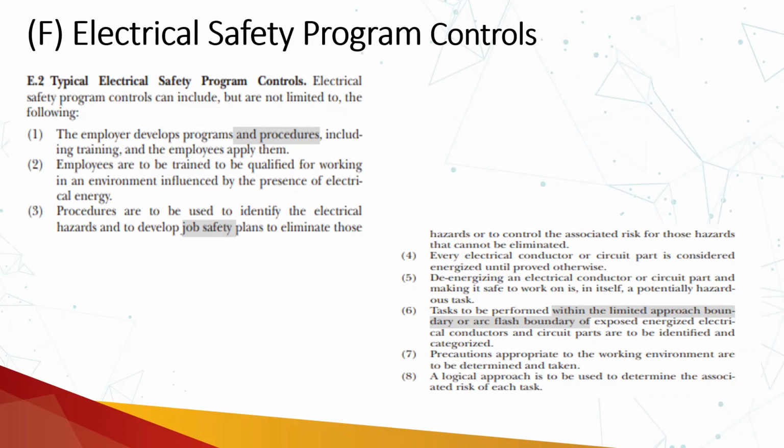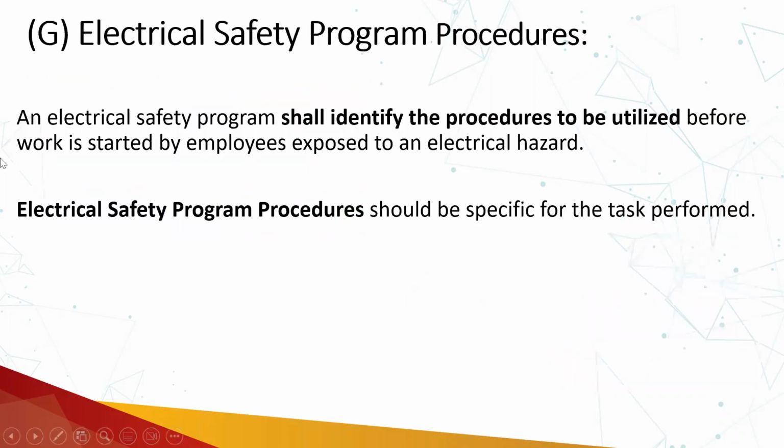The last part is G, which is electrical safety program procedure. The procedure is more focused on individual tasks. So the procedures are basically task-based. An electrical safety program shall identify the procedure to be utilized before work is started by employees exposed to an electrical hazard. So what's the difference between the control and the procedure? Basically, what is mentioned in our electrical safety program controls will be applicable to individual procedures.